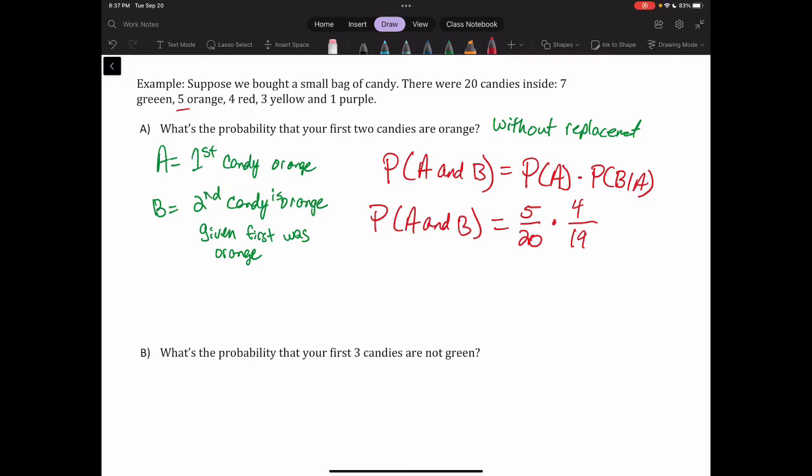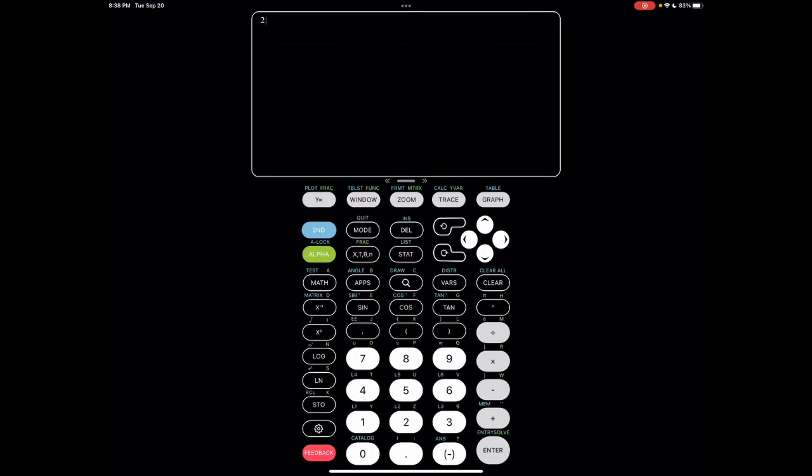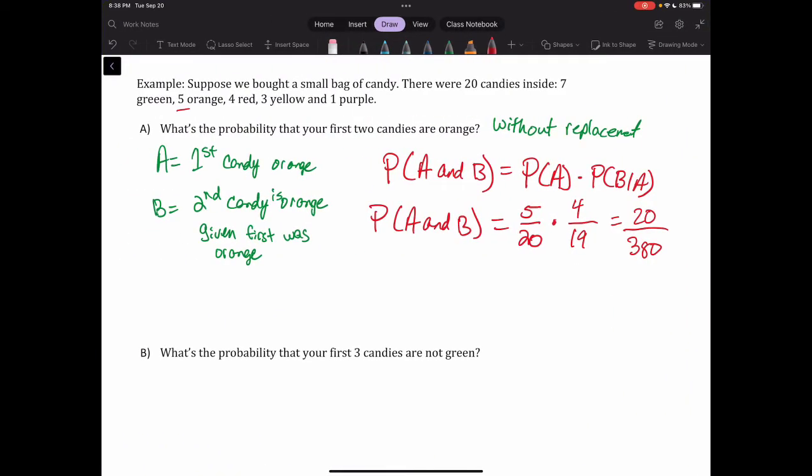All right, so what does that equal? Well, we take 5 times 4. That will give us 20. Remember how we multiply fractions. Multiply across the top. And then if I take 20 times 19, that should be 380. Let's just double check that. 20 times 19, yeah, it's 380. Okay, so we have a 20 out of 380 chance of selecting our first 2 candies being orange.